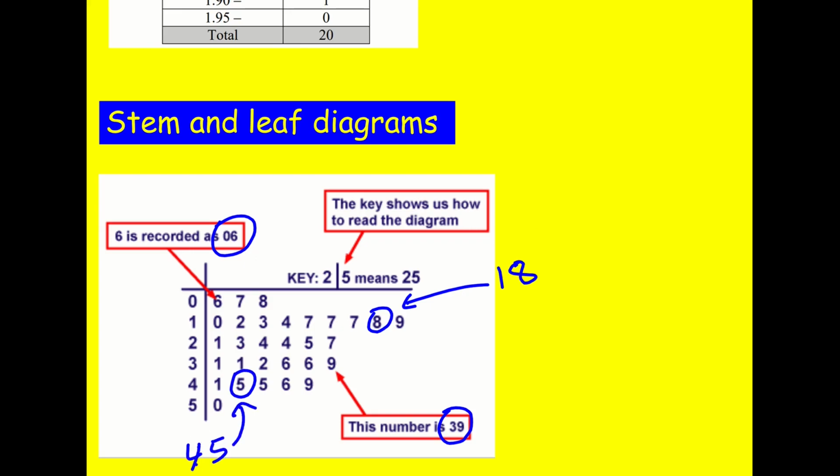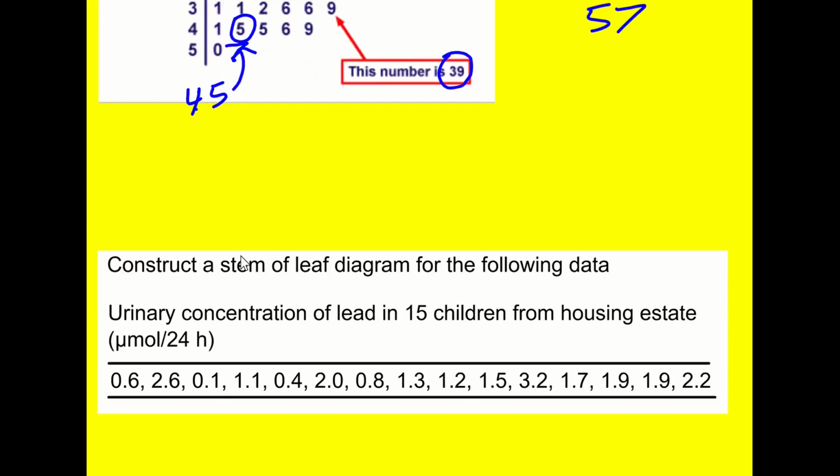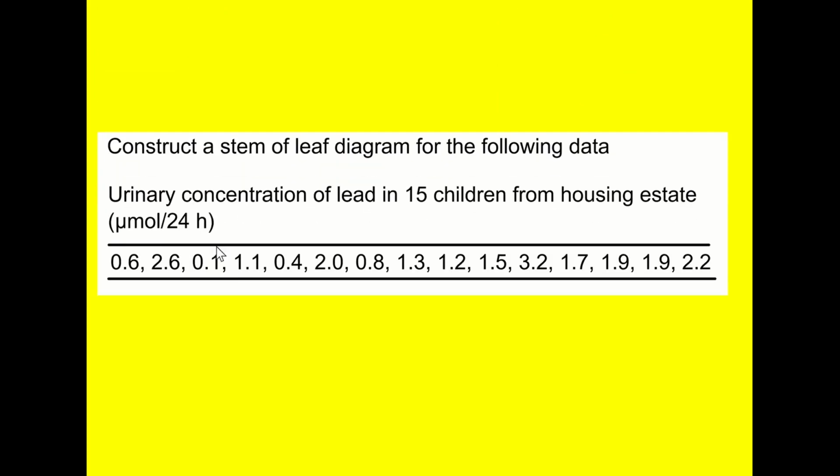What if I wanted to put in 57? Then I'd line a 7 up right here, just after the 0. Note, these are ordered. They won't always be ordered. So this is an example of an ordered stem and leaf diagram. I'm just going to call it ordered, but you could get the numbers in a different line as well. Okay, now we've said that, let's have a go at looking at a real life example.